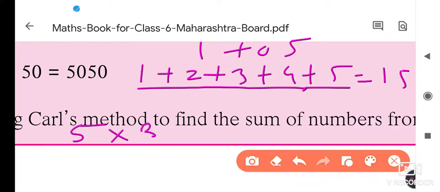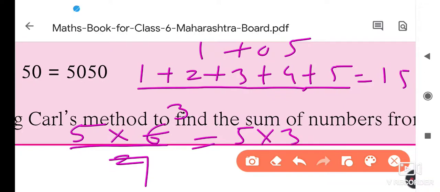5's next number is 6, divided by 2. 2 ones are 2, 2 threes are 6. So here it is 5 into 3 equals how much? 15. In this way Carl solved the example. I have shown you how to do this. You should also try it.